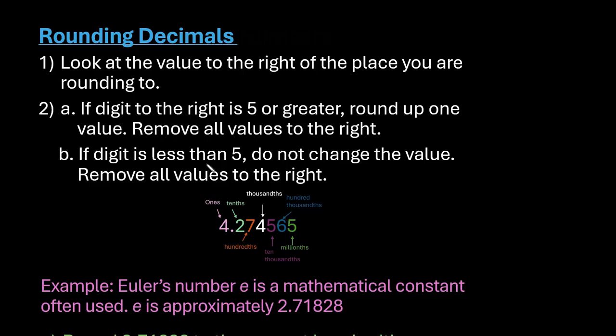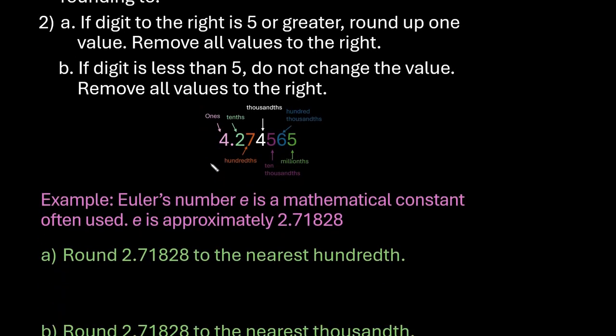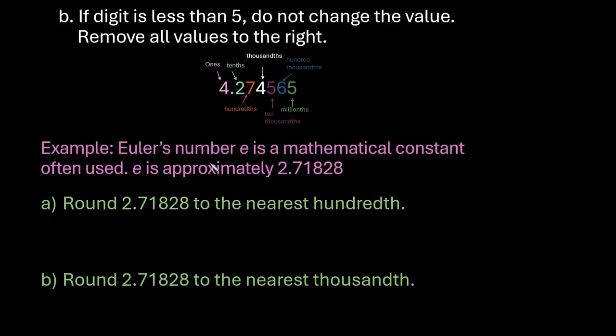So that's kind of how you figure it out. Just remember that you're dividing by either 10, 100, 1,000, 10,000, etc. And however many zeros are in that value as a whole number, that's how many decimal places you are rounding to. So I am going to work with Euler's number.